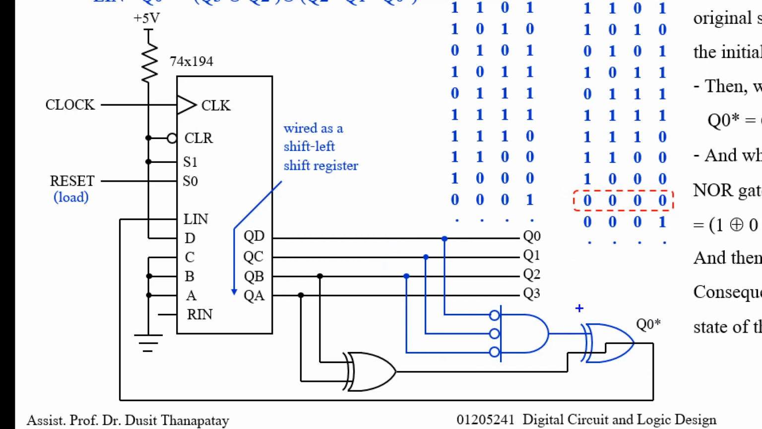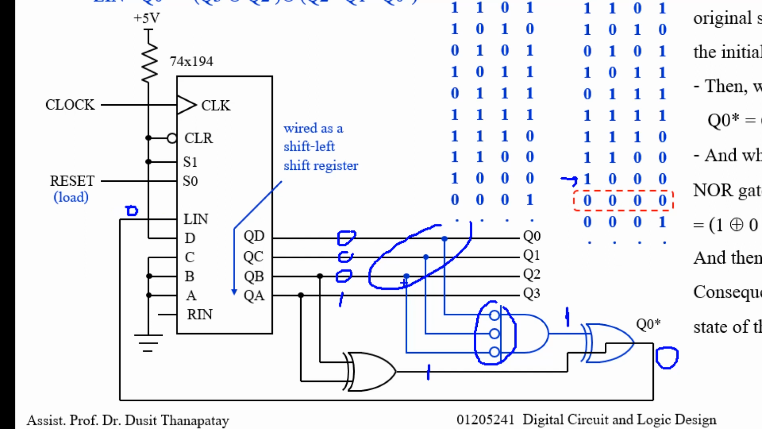Now let's consider how it works. Assume now the state is 1, 0, 0, 0. So this 3 bit becomes 0. That means this output becomes 1. And this 0, 1, so it's different. This output is 1. 1 XOR 1 is 0. So now L-in is 0.